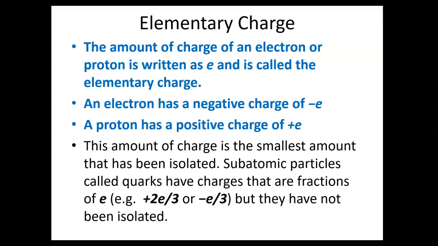An electron has a negative charge, and so you could write that as negative e. A proton has a positive charge, and you could write that as plus e. Some subatomic particles, called quarks, may have charges that are fractions of this elementary charge, but this is still a theory, and these quarks have never been isolated to the point that their charges could be measured.